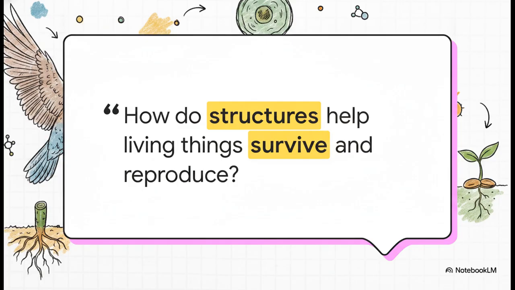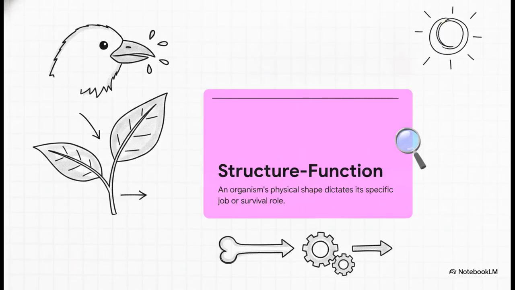The environment is ruthless, and evolution has fine-tuned these biological designs over millions of years to make sure they are the exact right fit for their specific ecosystem. And that brings us to the core of it all, the structure-function relationship. Simply put, an organism's physical shape dictates its specific job. Shape dictates job. Picture a woodpecker. Its beak is a specialized, shock-absorbing chisel perfectly structured to hammer into solid bark to find insects.